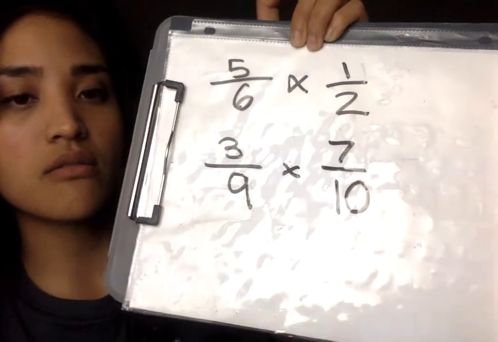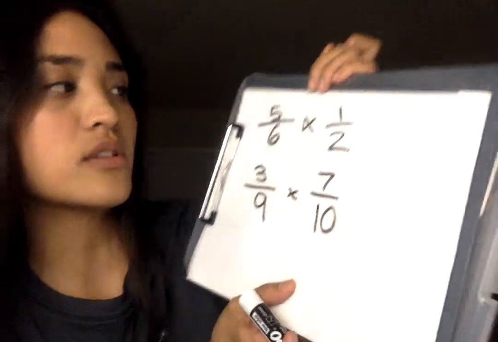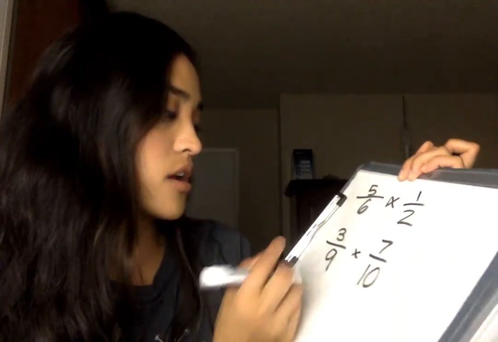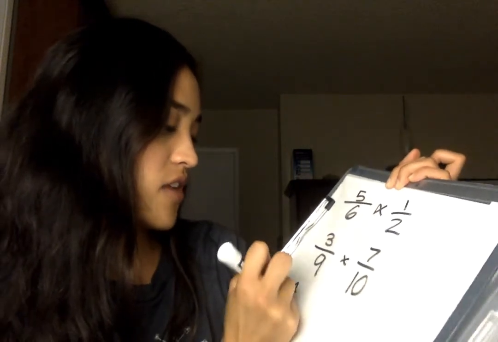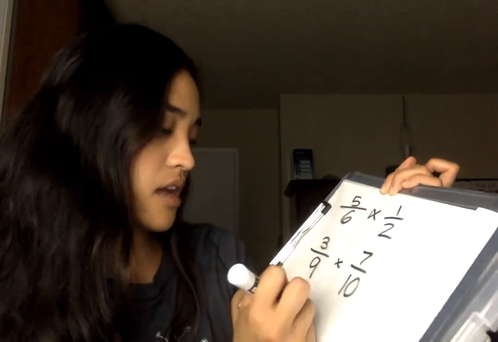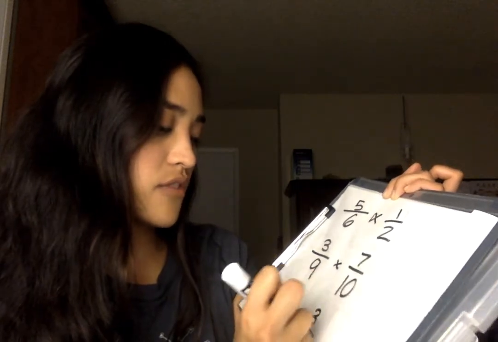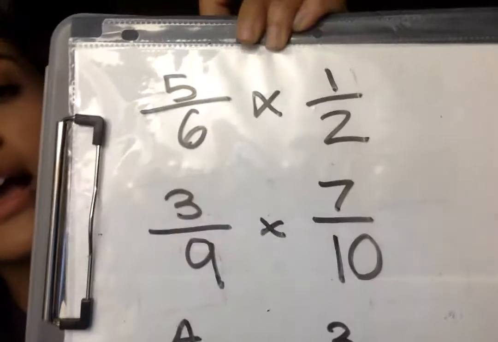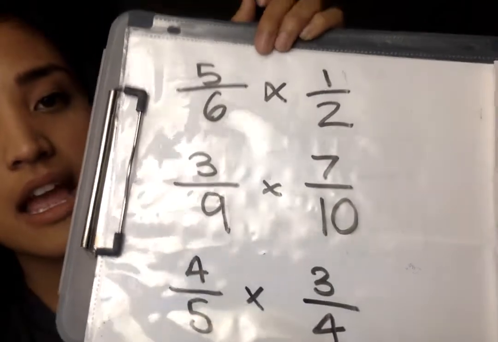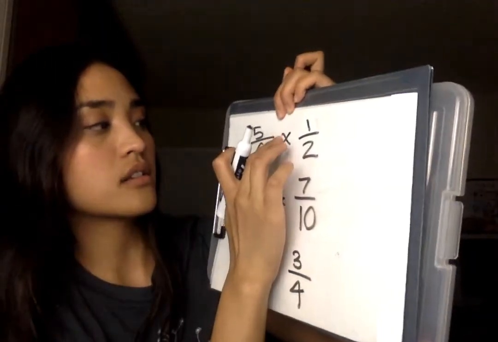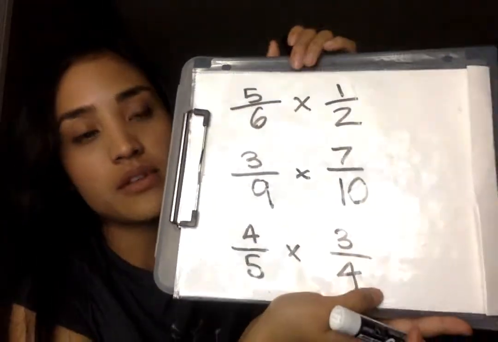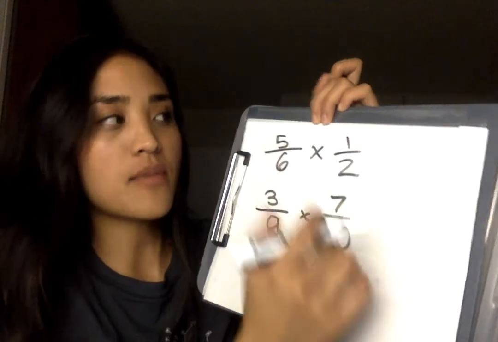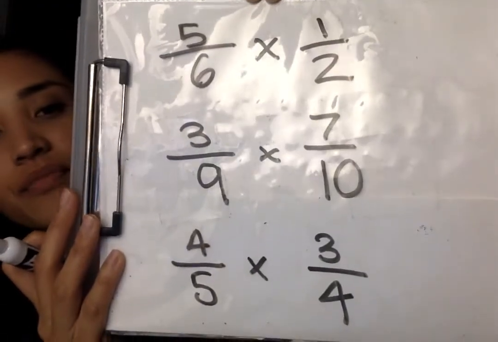There you go. And I think this is really simple for you, so I'm going to give you one more. Let's do 4/5 times 3/4. Go ahead and solve these problems and do your best to also simplify them. So after you multiply across, try to make them as small as possible. Alrighty, have fun with it, guys.